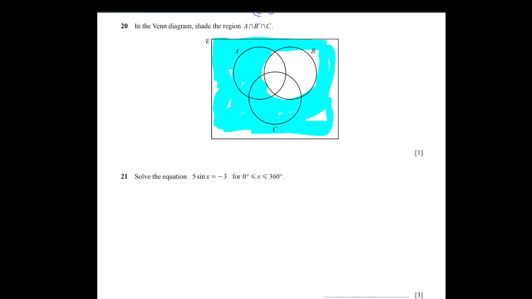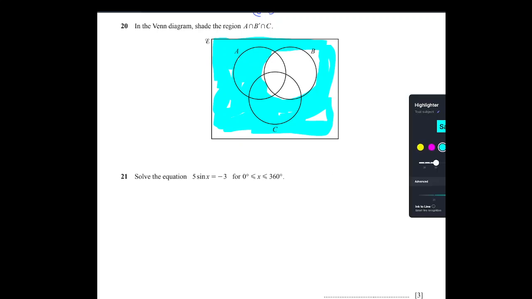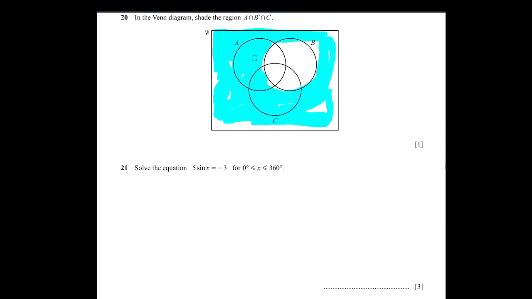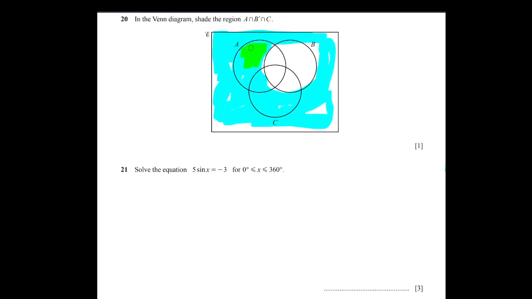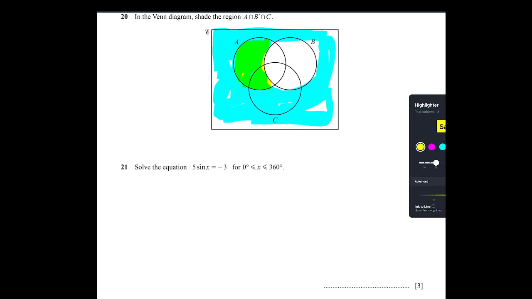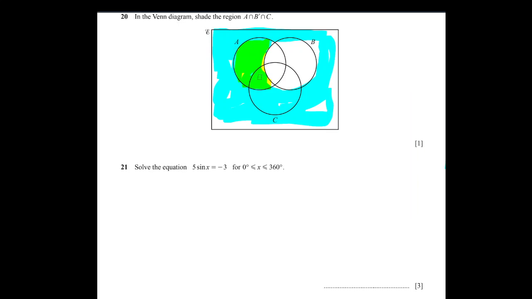Let me do it with another color. This part. This is A intersection B complement. Now intersection C. A intersection B complement will be till here. Now that is again intersection C, means the common area is in between this and C. So that is the middle part, right? The middle part is, let me change the color. Yeah, this one. This will be that part.